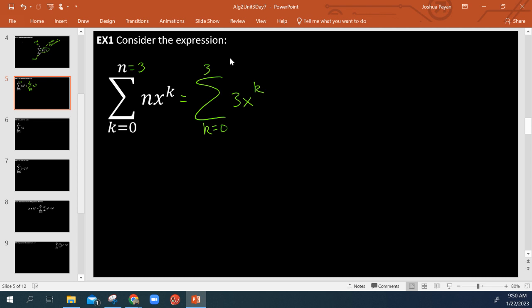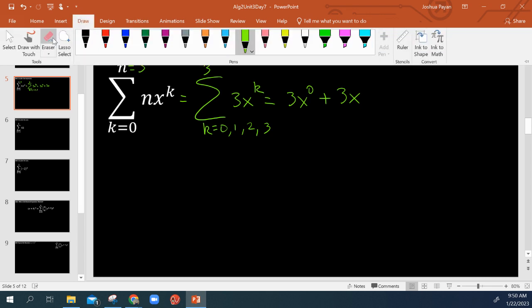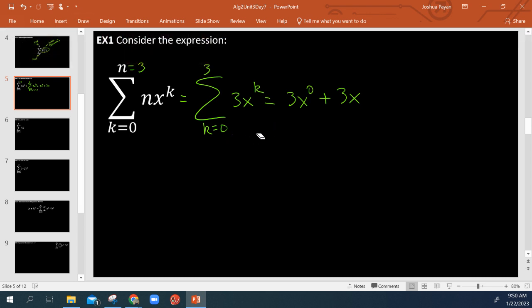So k is going to increase. I start at 0, so I'm going to say 3 times x to the 0 plus, and I move on to my next term, 3 times x to the, so 0, then we say 1, 2, 3, and so on. And that's another thing that I should note. n and k are both natural numbers, right? They're only going to be 0, 1, 2, 3, 4, and so on. They're not going to be decimals or anything crazy like that.